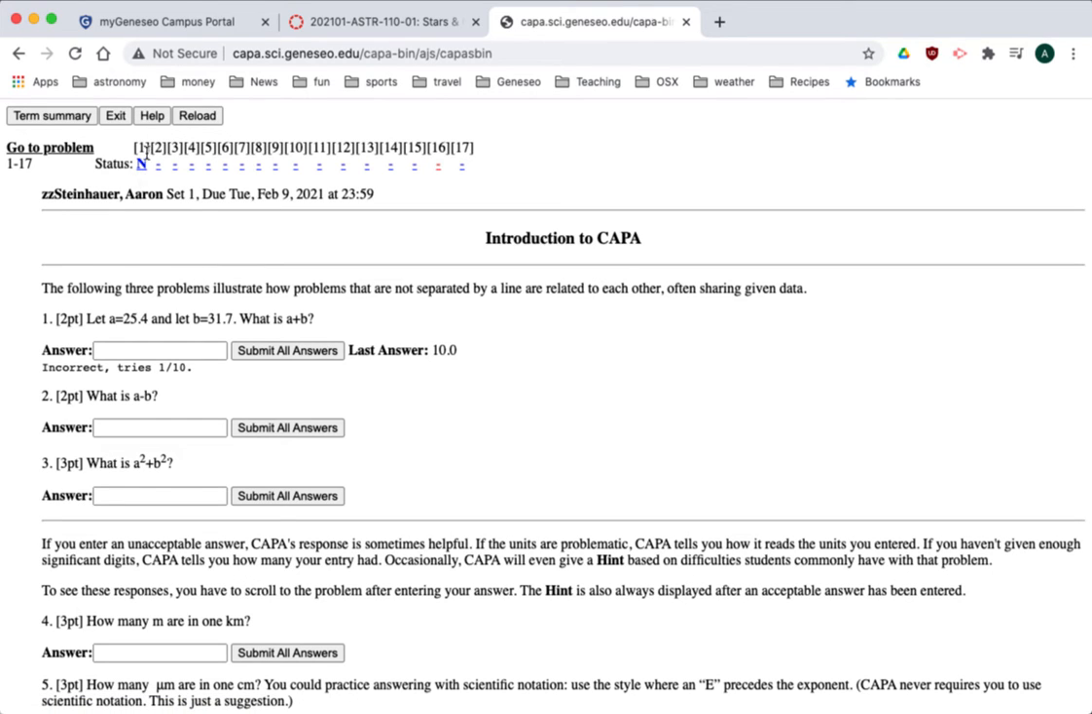This N indicates that I have tried the question and I have not gotten it right yet. And now it's telling me that that answer was incorrect, and I have 9 more attempts left. I've used 1 of my 10 tries. Now you'll notice that one of the disadvantages of this system compared to some other fancy online homework systems is that this one is not going to give you all of the answers you've submitted.